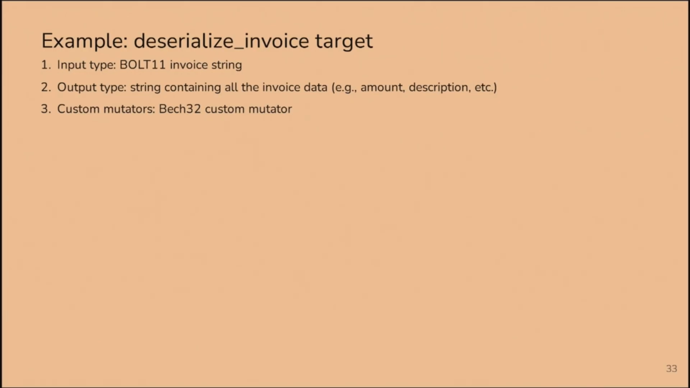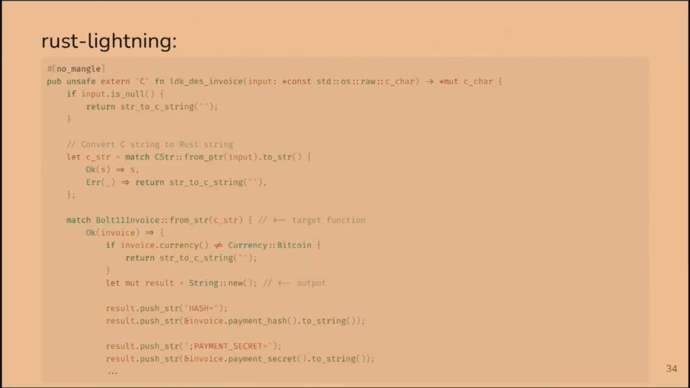So the amount, description, the payment hash, etc. And the custom mutator is basically, we use a custom mutator in this one with the bech32 custom mutator, which we'll see more in the next slides.